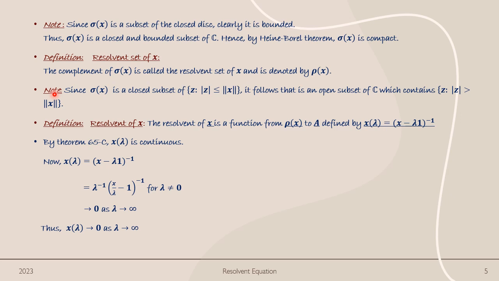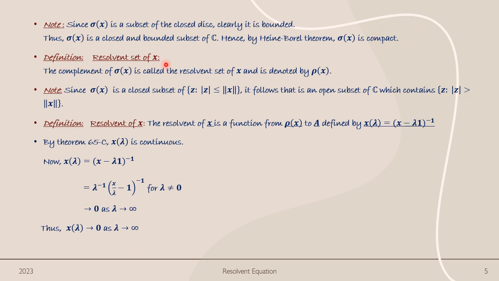Now we shall see a note here. Since sigma of x is a subset of the closed disk, as we just proved, clearly it is bounded. Thus sigma of x is a closed and bounded subset of C. Hence, by the Heine-Borel theorem, sigma of x is compact. What does the Heine-Borel theorem say? Any closed and bounded set in R^n or C^n is compact. Here sigma of x is a closed and bounded subset of C^1. Hence sigma of x, the spectrum of an element x, defined by the set of lambda such that x minus lambda 1 is singular, is a compact subset of the complex plane.